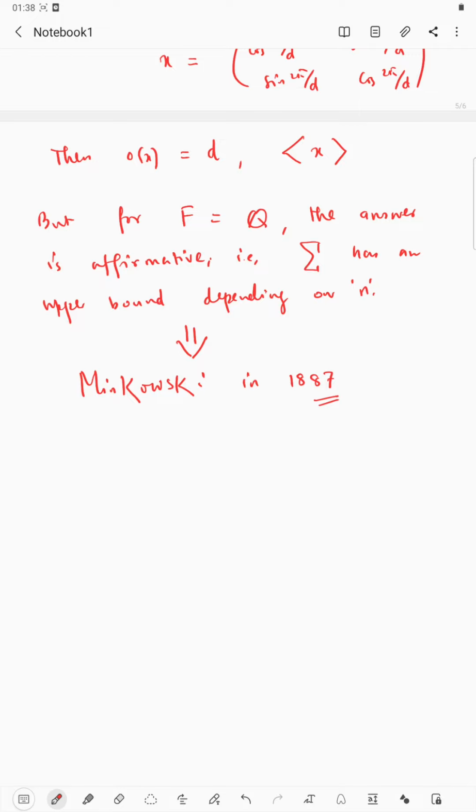So in the next video you will see the idea of the proof, so that we can get a precise upper bound for the cardinality of the finite subgroups of GL_n over Q. Okay, so let me finish with this.